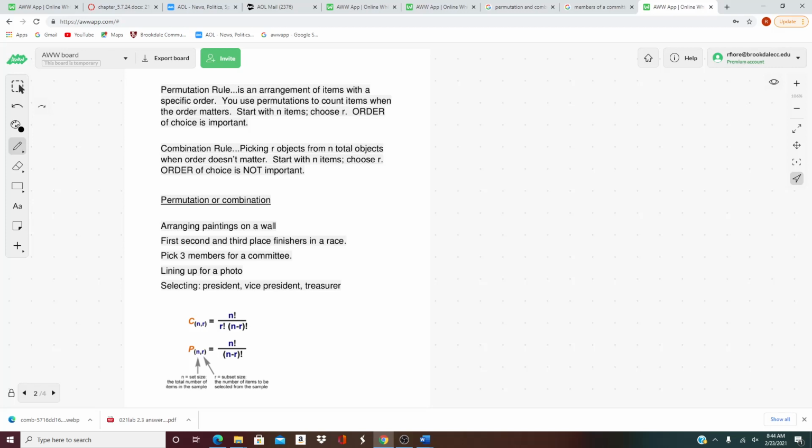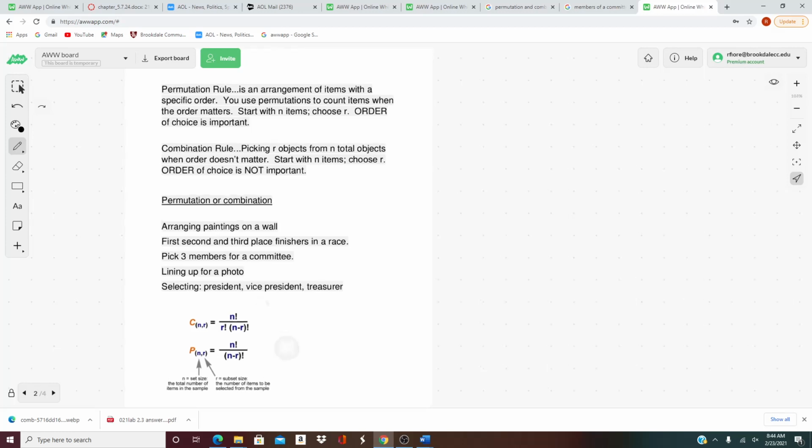Lining up for a photo. Well, lining up for a photo, in general, what they do in most schools is they arrange according to height if they're lining one behind the other so that you can see each of the children in the photo. Order definitely matters because sometimes the parents want to be next to the children or vice versa. And of course that's a permutation. Selecting president, vice president, and treasurer. Well, their order matters because a president, a vice president, and a treasurer are not equivalent.